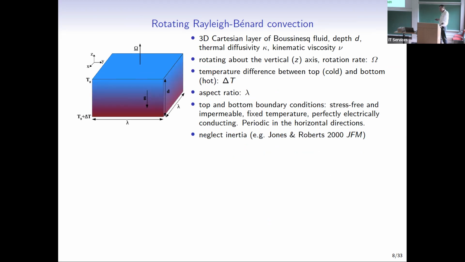Dynamos in this geometry date back to Childress and Soward, for example, in the 70s. I think they were the first people to look at this. So let me just tell you what the setup is. It's a 3D Cartesian layer. It's Boussinesq, and it's rotating about the vertical.